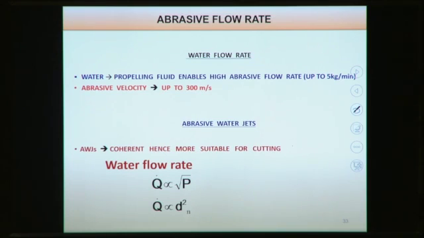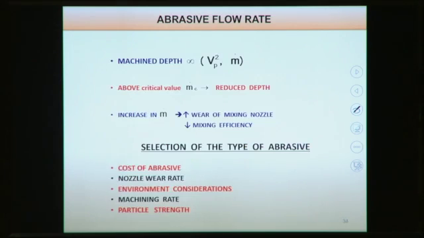One reason abrasive water jet is better than abrasive jet machining is that in abrasive water jet machining, whatever diameter of jet is generated is coherent in nature, so it impinges on the workpiece surface in a small diameter. A coherent jet is generated in abrasive water jet machining. That's why it is more suitable for cutting operations.